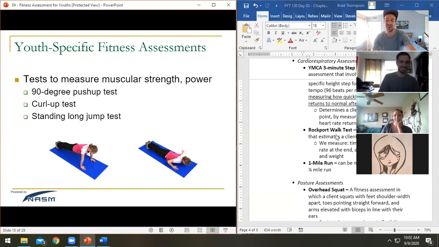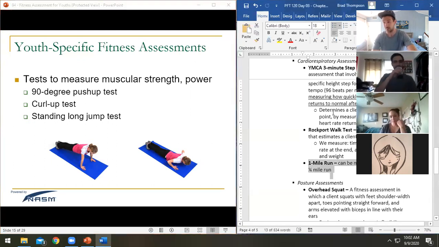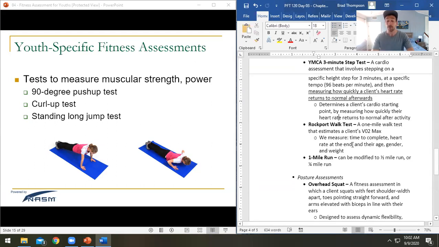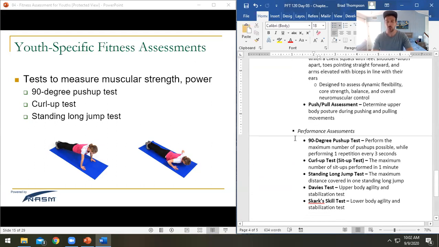that's a youth specific cardio assessment. By the way, it's not like you can't do that with adults. If that's something they're interested in, if they want to learn how to run a mile faster, great, make them go run a mile and time it. Simple.